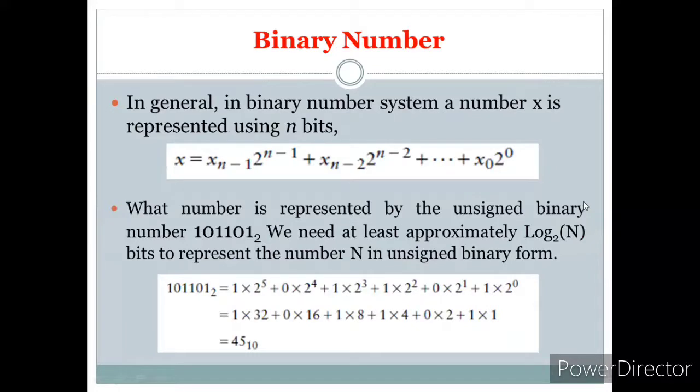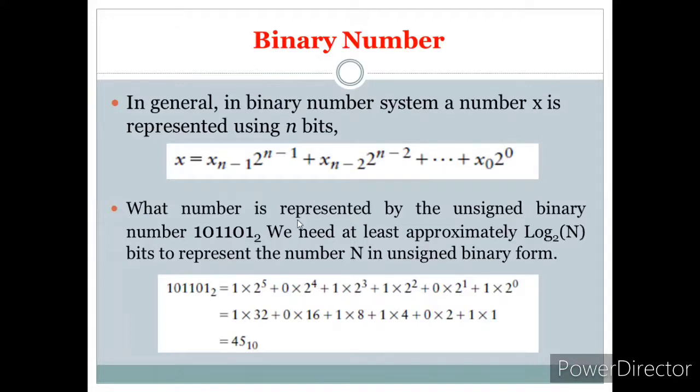So in general, in the binary number system, a number x is represented using n bits, which is written as x is equal to x of n minus 1 into 2 raised to the power of n minus 1 plus x of n minus 2 into 2 raised to the power of n minus 2, and so on up to x of 0 into 2 raised to the power of 0, where any number can be represented with the help of n unsigned bits.